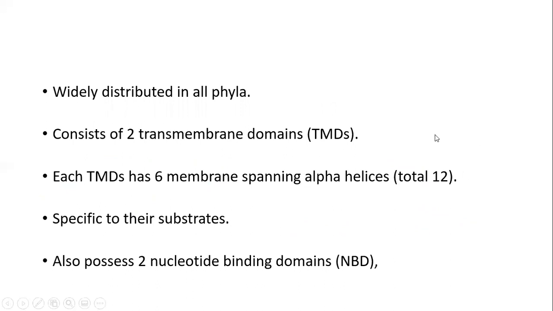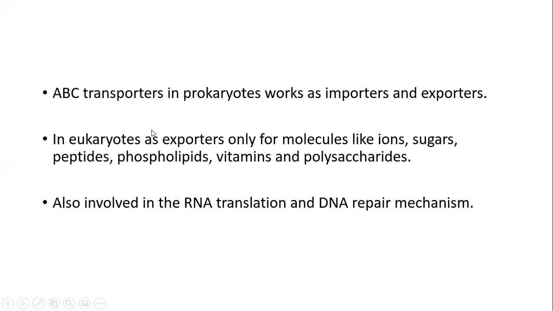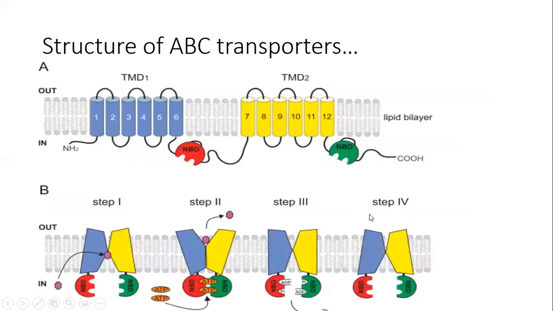Okay. Now it is very specific to its substrate and it possesses 2 nucleotide binding domains. So in the case of prokaryotes, ABC transporters work as importers and exporters. So it is not that they always just throw toxins outside. There are many other things which are required by the bacteria, so even those can be taken in. For example, ions, sugars, peptides, phospholipids, vitamins, polysaccharides. It is also involved in RNA translation and DNA repair mechanism.